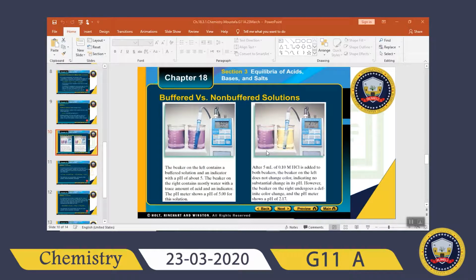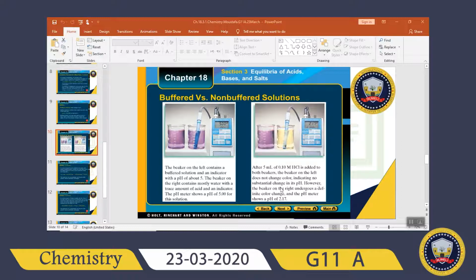As we know, if we add acid to the solution, it will shift the solution to the acidic side, to the left side of the pH scale, near to the acidity. But here 0.1 molarity HCl is added to both beakers. The beaker on the left side does not change because it has buffer, indicating no substantial change in its pH.